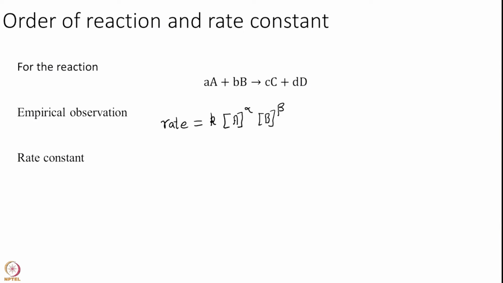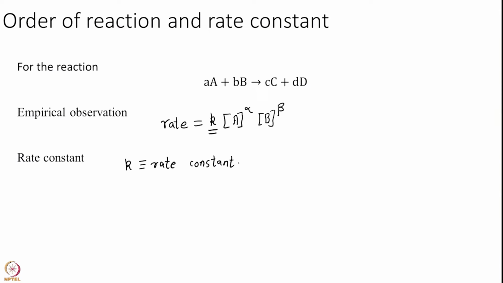Our focus in this course will be on this parameter called k. So, k is what is called the rate constant. I emphasize again that this rate constant holds only when this empirical observation, rate equal to k into A to the power of alpha into B to the power of beta, holds.